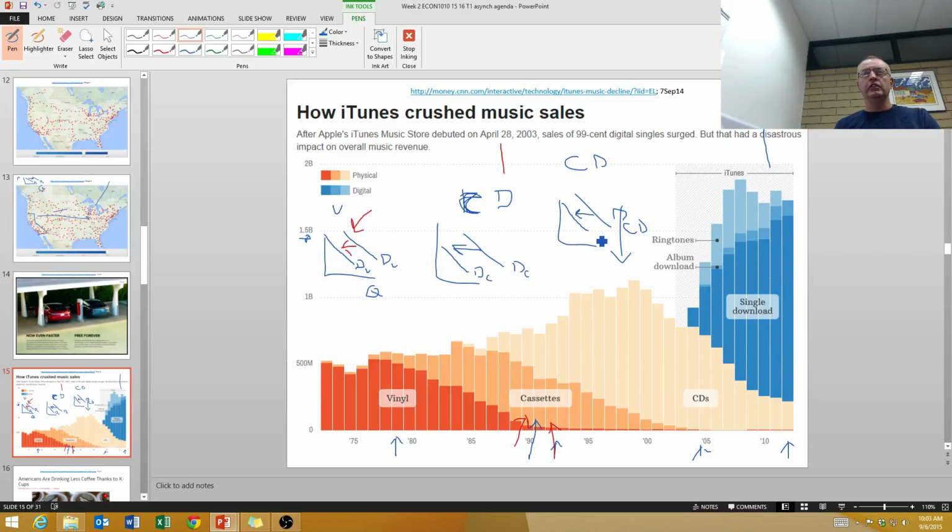So these shifting demand curves to the left for these various recording media were all caused by non-price changes. They're caused by technological changes. Okay, so I have another fun example. This is a little bit more current. This one's from this year.